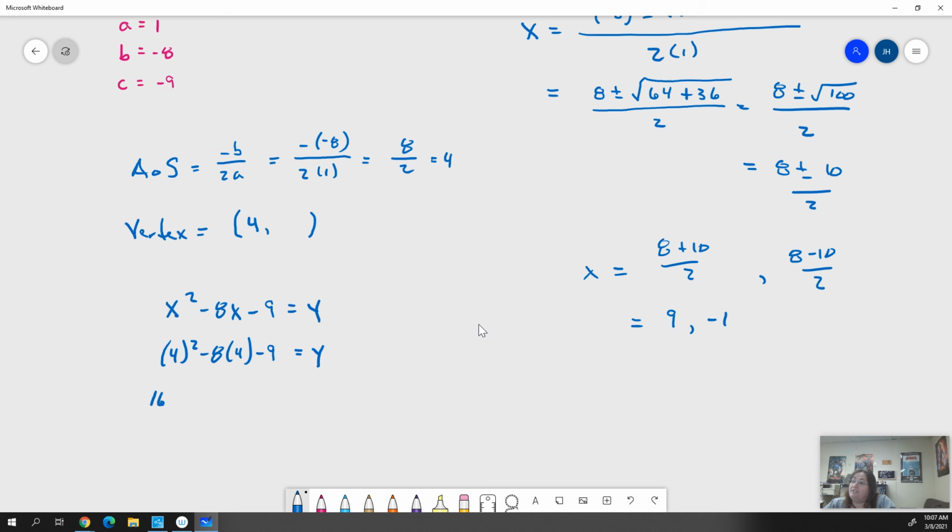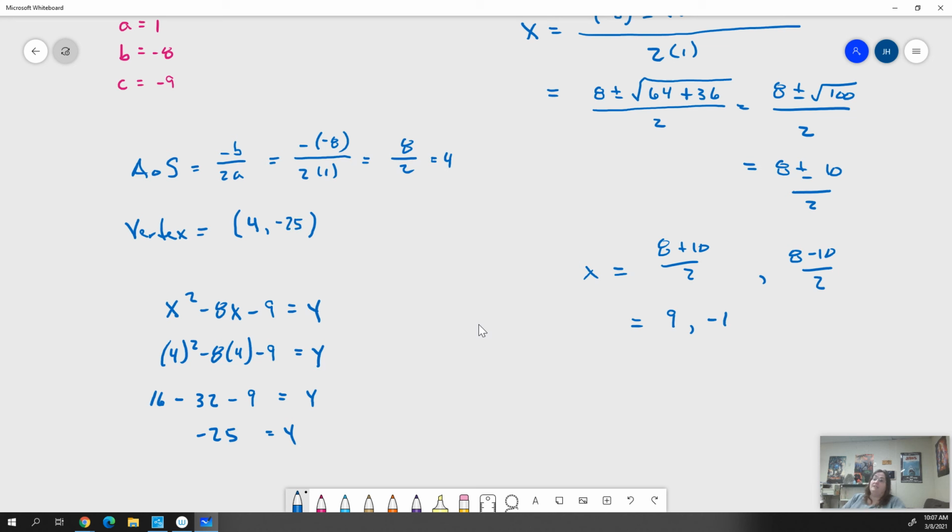4 squared is 16 minus 8 times 4, which is 32, minus 9 equals y. 16 minus 32 is negative 16. Minus 9 is negative 25. And so this is our vertex.